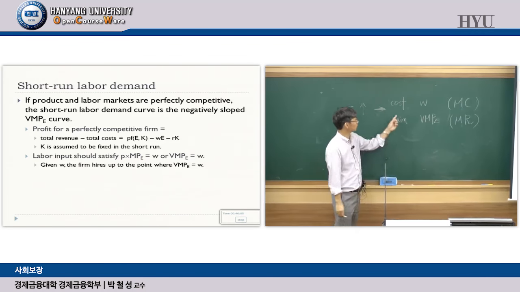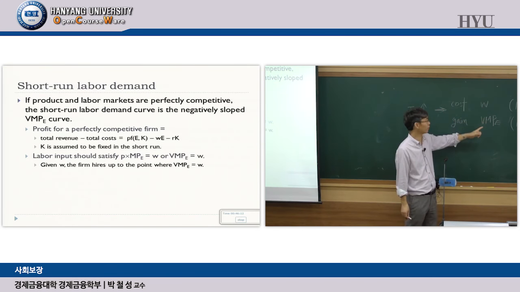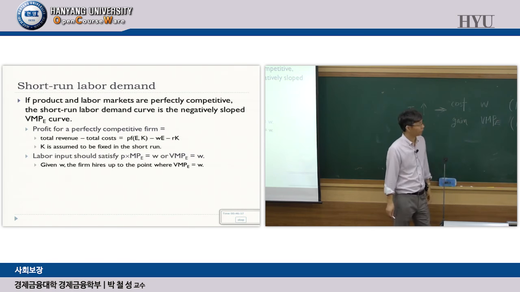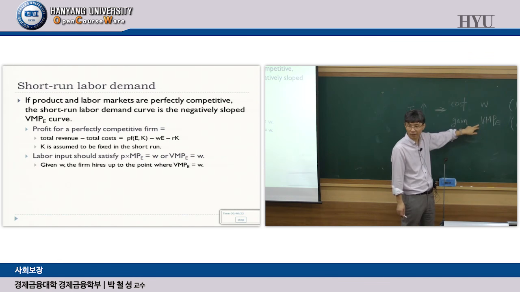So if you put in one more unit of labor, it costs you $W, but what you get out of it is VMPE. So for the firm, what should they do? Simple. If the cost is lower than the gain, if the gain is greater than the cost, you should put in more input because it makes more sense. You get more than you pay. So you increase your labor input.